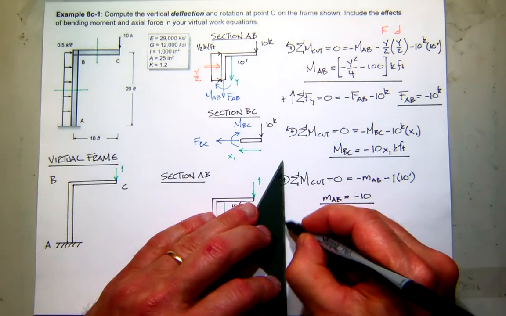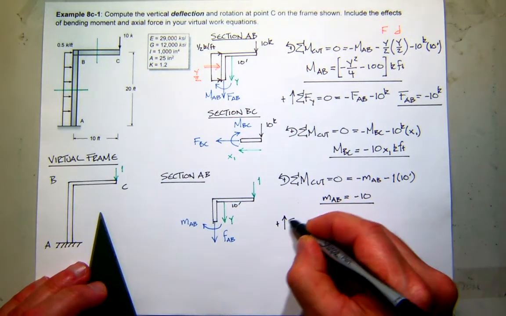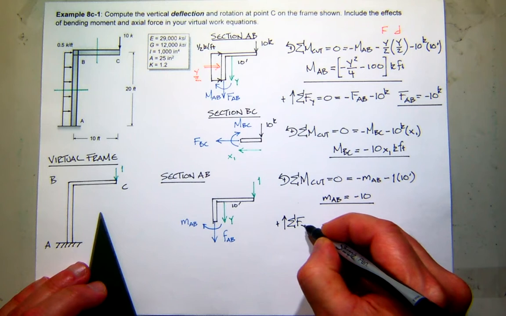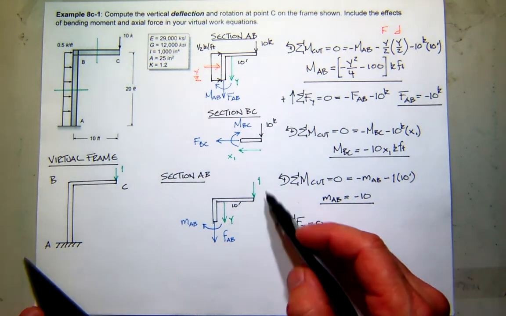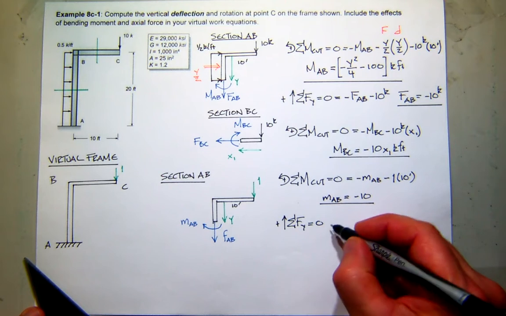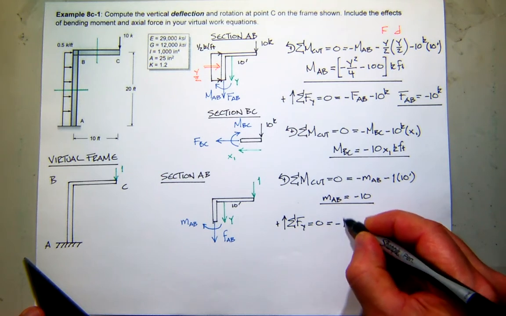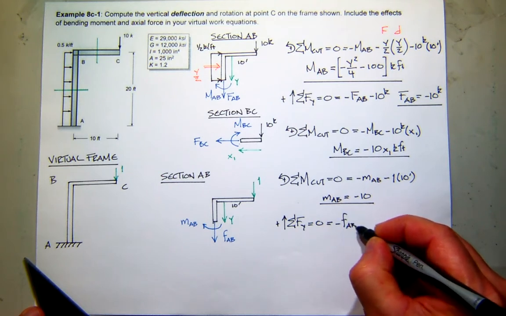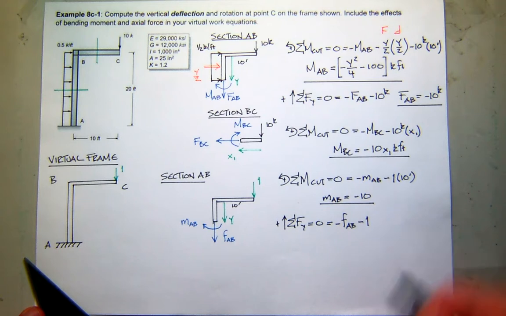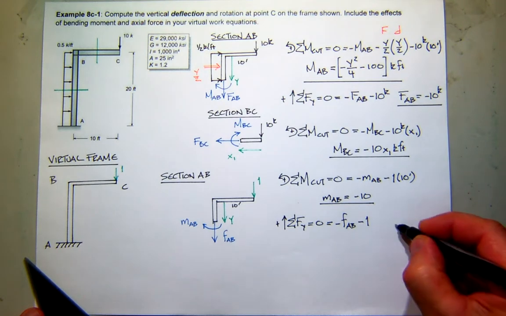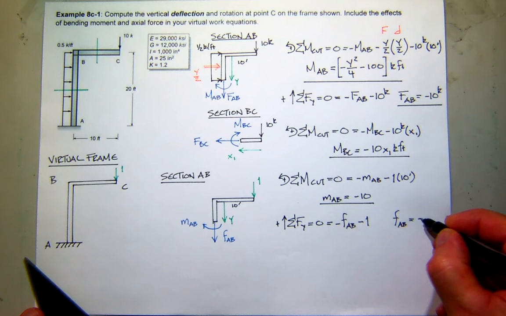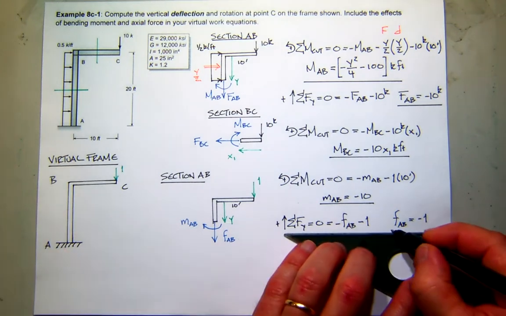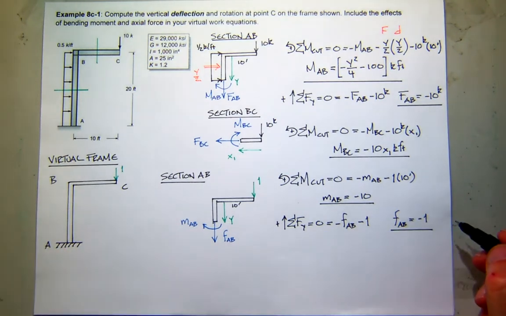Then we can sum forces in the y direction. Make sure it's in equilibrium. I'm assuming up is positive, so both my forces are down, so they'll both be negative. So I'll have the virtual load AB and the applied virtual load 1. So it looks like my virtual load AB is equal to 1. That's it.